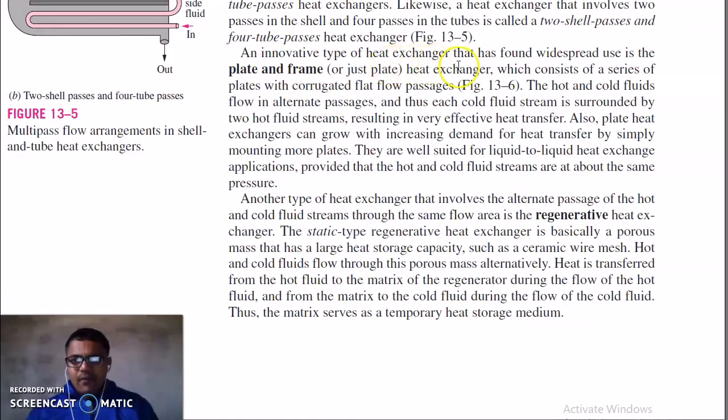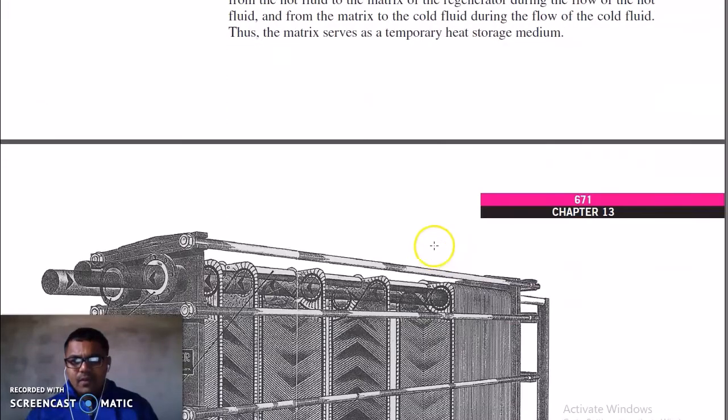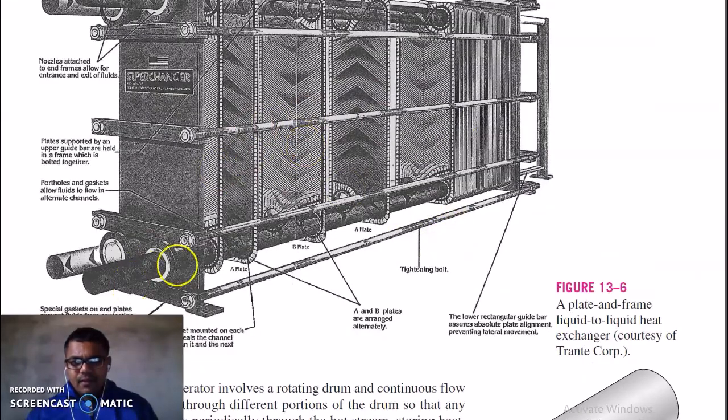An innovative type of heat exchanger that has found widespread use is the plate and frame, or just plate heat exchanger, which consists of a series of plates with corrugated flat flow passages. This is shown in this figure. This is your plate and frame liquid to liquid heat exchanger.